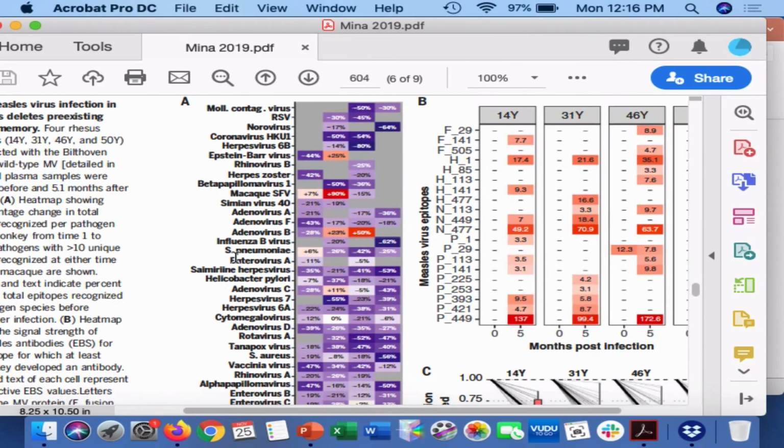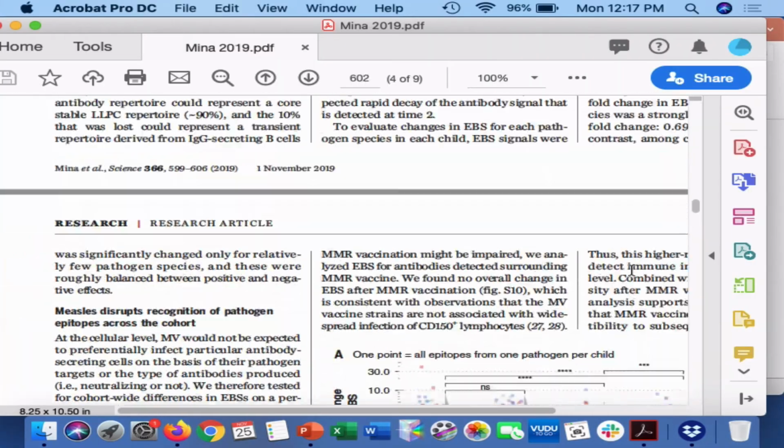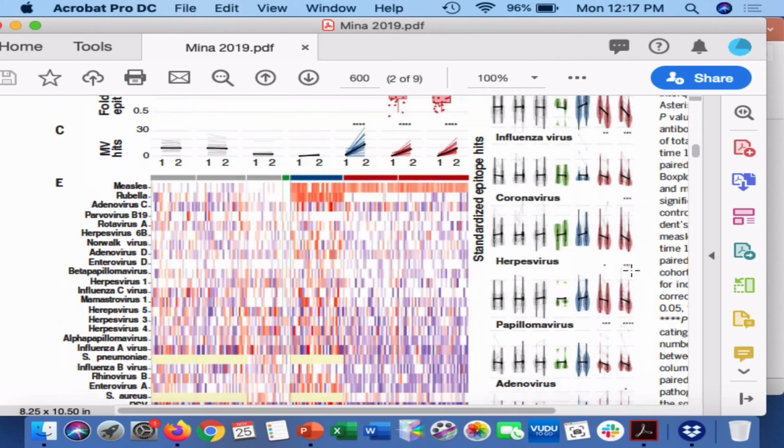Oh, here they actually look again at the percent change in the response against different microbes. -50, -30, -45, -54. Anything that's sort of purplish is a negative. And so you can see that measles infection is dramatically impacting the immune responses in these patients who are suffering from measles. And this is also true in these patients who have mild measles.